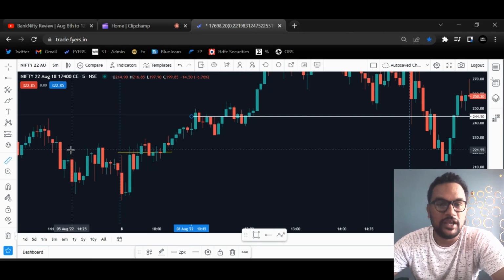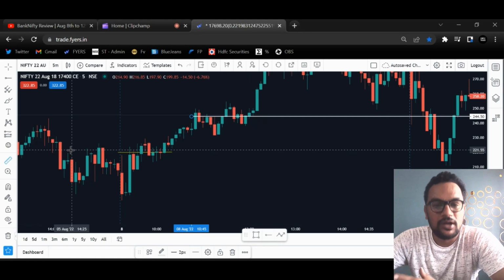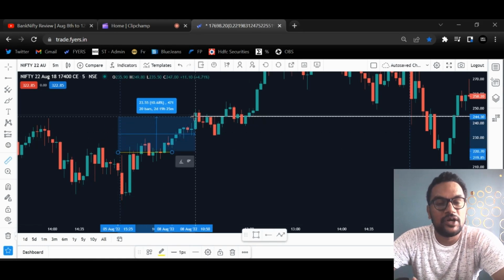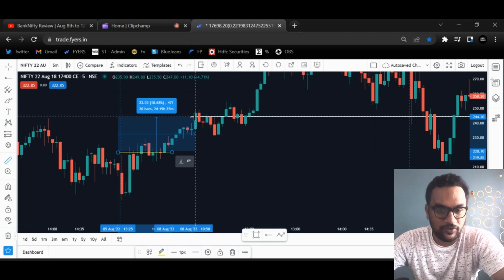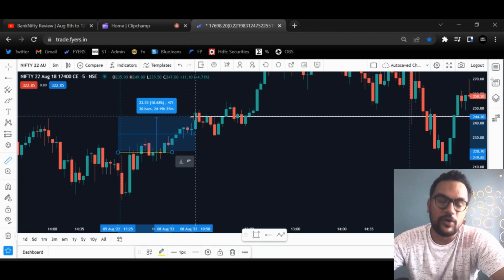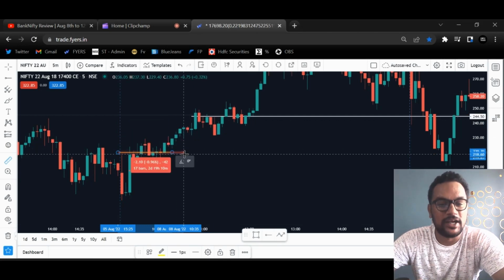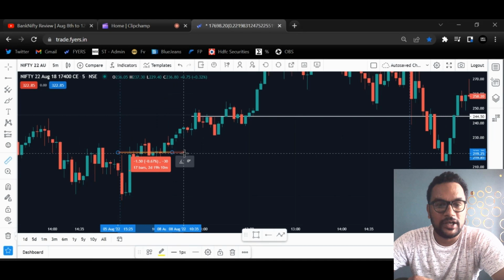Since even if you are taking three lots of option buying, you can exit your one lot here for 23 rupees profit, right? Which is almost more than 1 is to 2. So you will exit 50 percent and keep the remaining SL at the cost, at 220 rupees, and forget this trade.